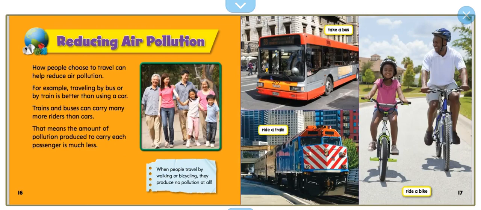Reducing air pollution. How people choose to travel can help reduce air pollution. For example, traveling by bus or by train is better than using a car. Trains and buses can carry many more riders than cars. That means the amount of pollution produced to carry each passenger is much less. Caption. When people travel by walking or bicycling, they produce no pollution at all. Caption, take a bus. Caption, ride a train. Caption, ride a bike.